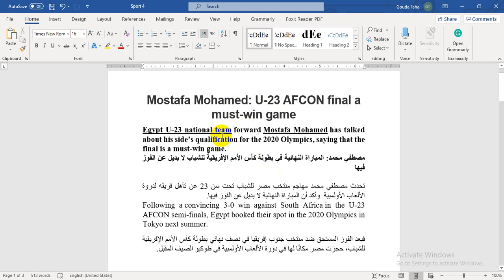Egypt U23 national team forward Mustafa Mohammed has talked about his side's qualification for the 2020 Olympics, saying that the final is a must-win game.